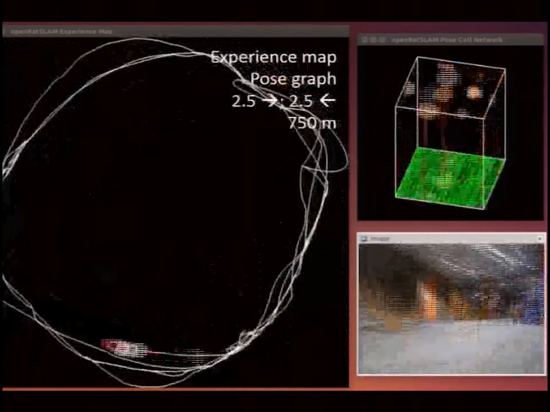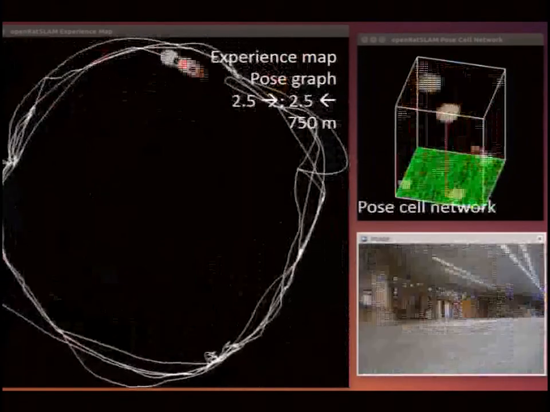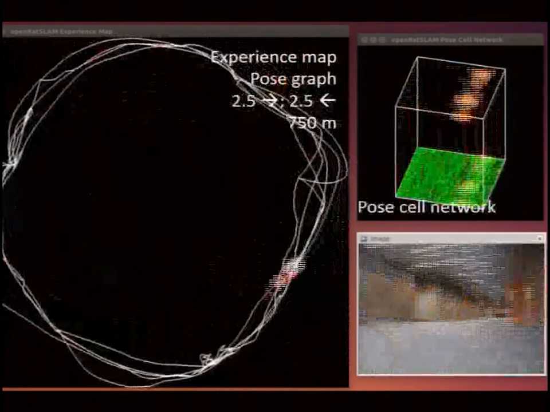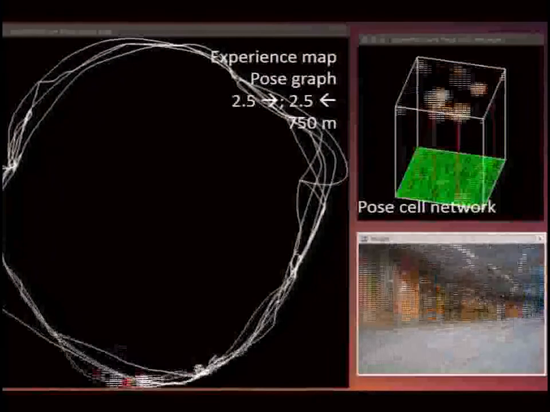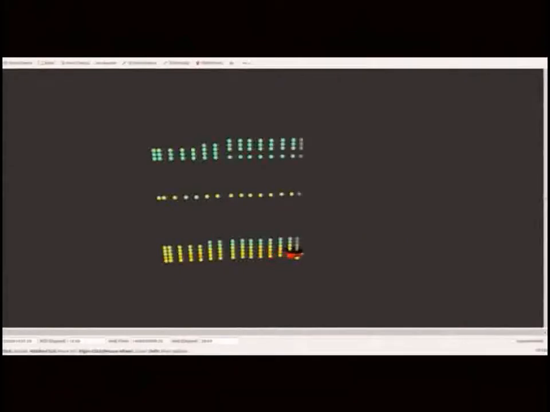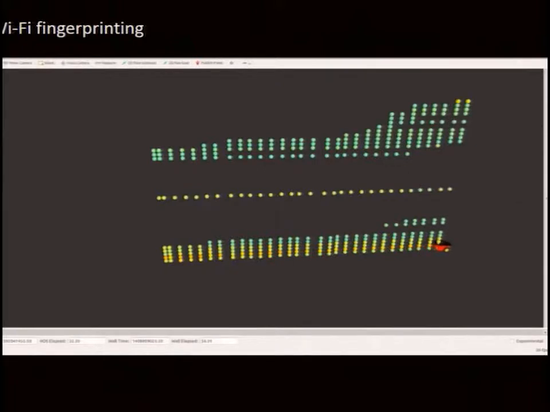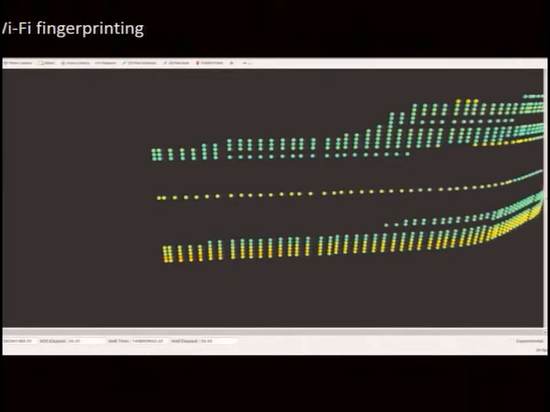In the upper right corner, we show the RatSLAM pose network, which receives odometry, Wi-Fi, and compass information and guides the experience map. This is our Wi-Fi fingerprinting approach. Each column of colored disks represents a fingerprint. The color of the disk indicates the received signal strength of a given access point. The position in the column indicates the access point.